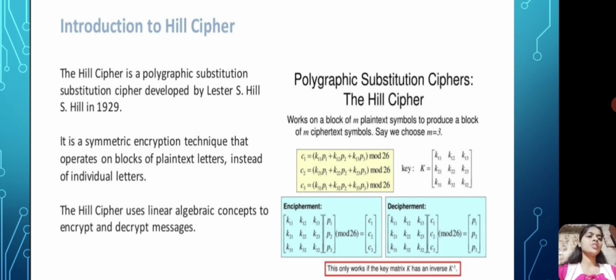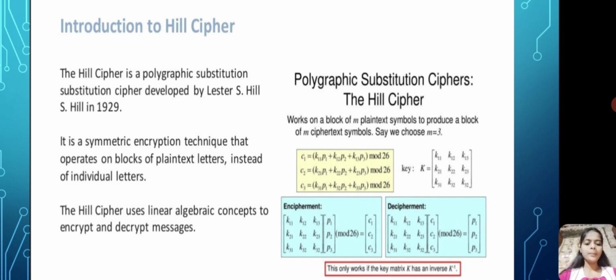Polygraphic substitution cipher. The Hill Cipher has a formula. The formula is C equals E of K comma P mod 26. Here we have it written in matrix form and it goes like this: C1, C2, C3 equals K times P1, P2, P3. Now we have to solve this.